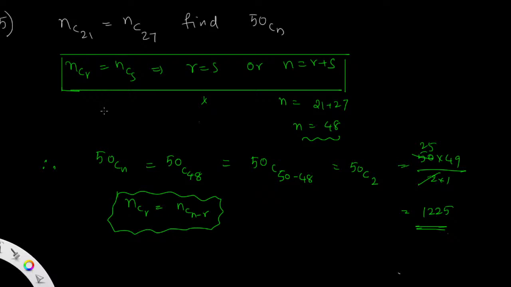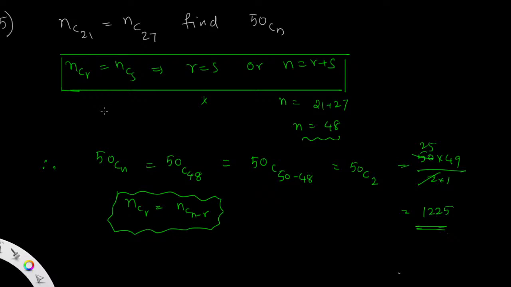So that is also a basic formula, Nana. If nCr equal to nCs, then r equal to s or n equal to r plus s. The formula you can apply. From this n equals 48. Now simplify 50Cn, nothing but 50C48. 50C48 is nothing but 50C(50 minus 48). That is 50C2, which we write as 50 into 49 by 2 into 1. Then you get the value 1225. This is the value for 50C48.